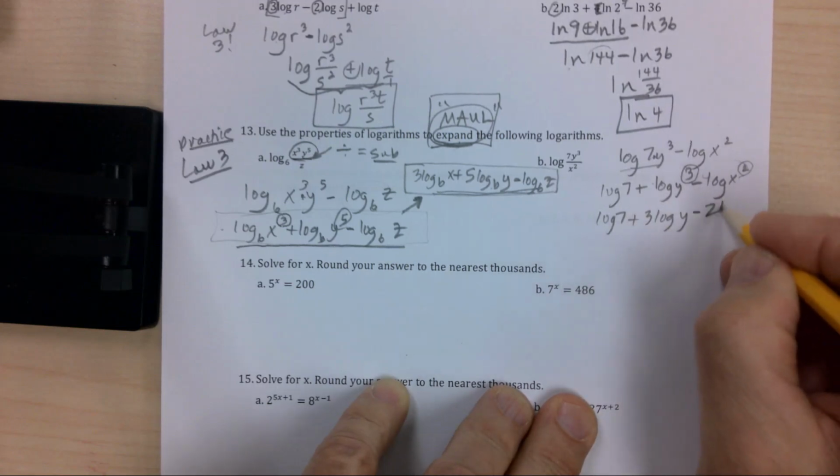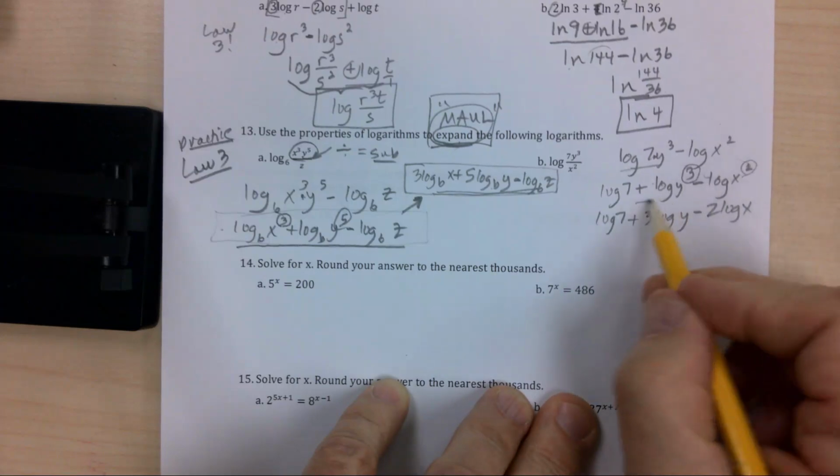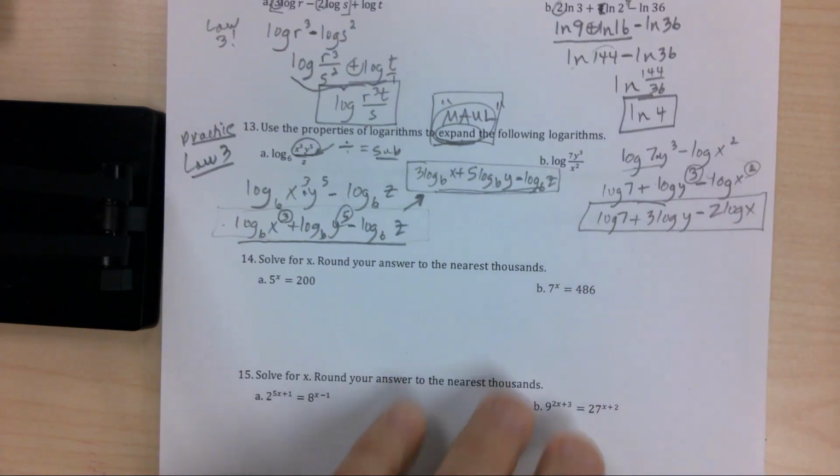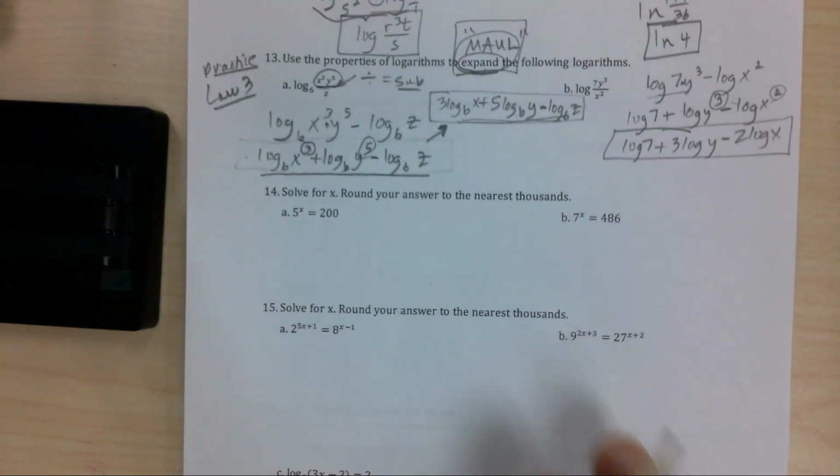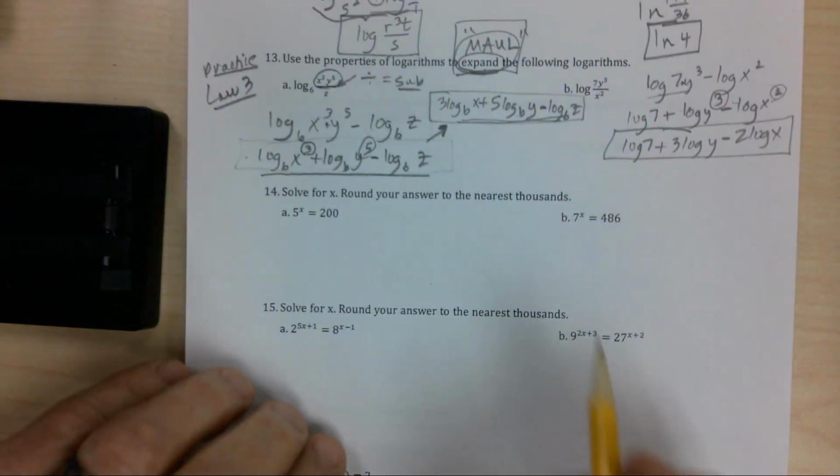Minus 2 log of x. I'm very certain this is what they want right there. Okay, number 14, here we go.